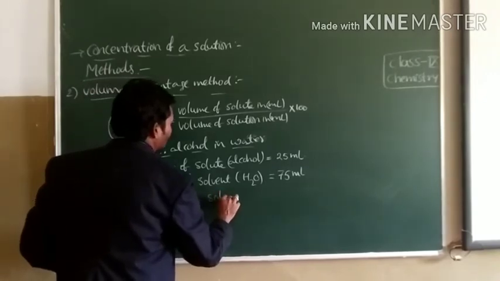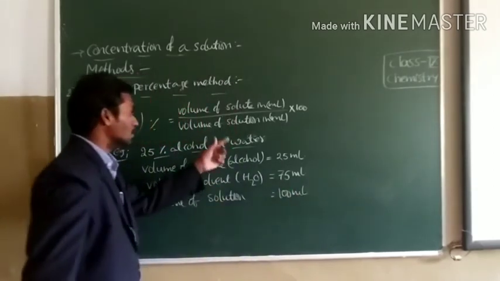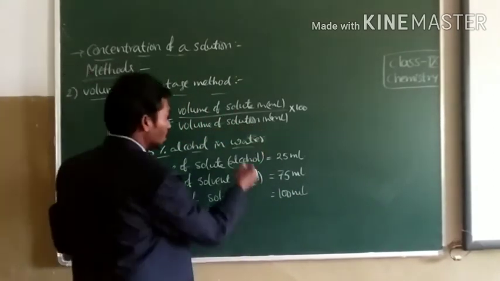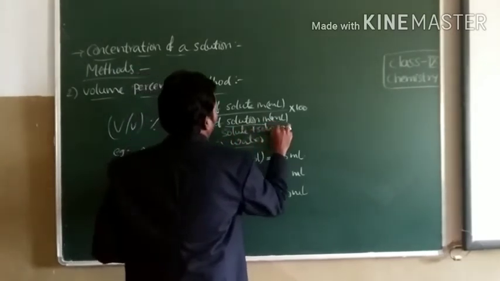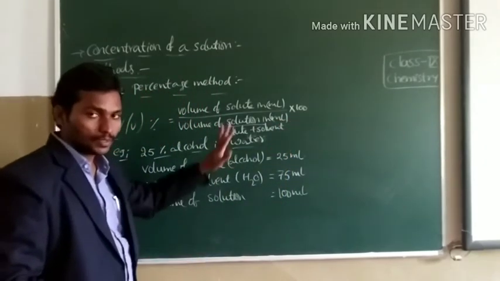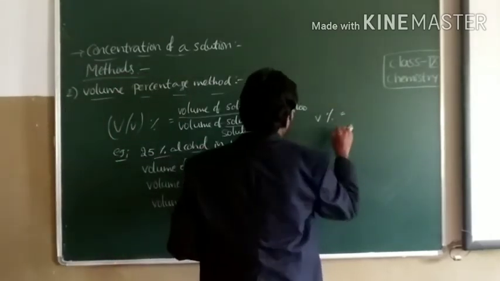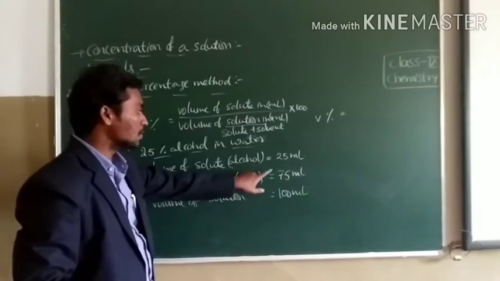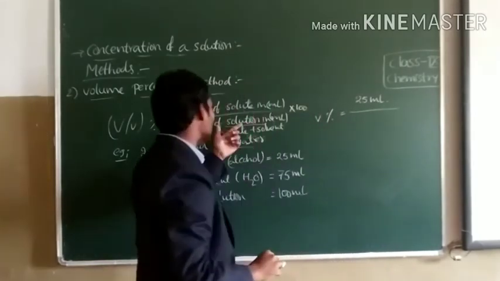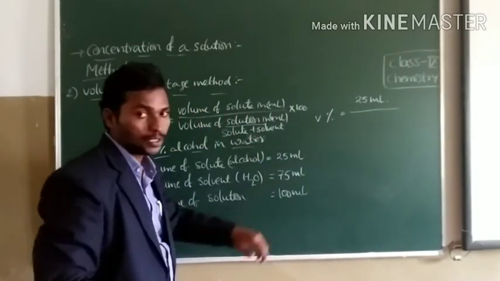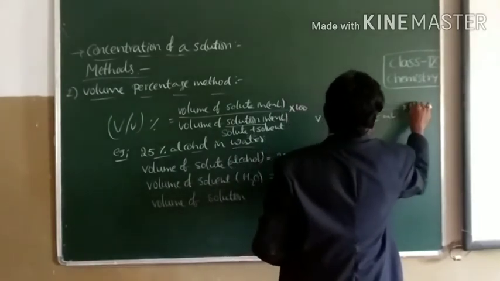Total volume of solution is equal to 100 ml, because a solution is a homogeneous mixture of solute and solvent, as we discussed earlier. So volume percentage is equal to volume of solute, 25 ml, over volume of solution, which is nothing but volume of solute and volume of solvent, that is 25 plus 75 ml, into 100.